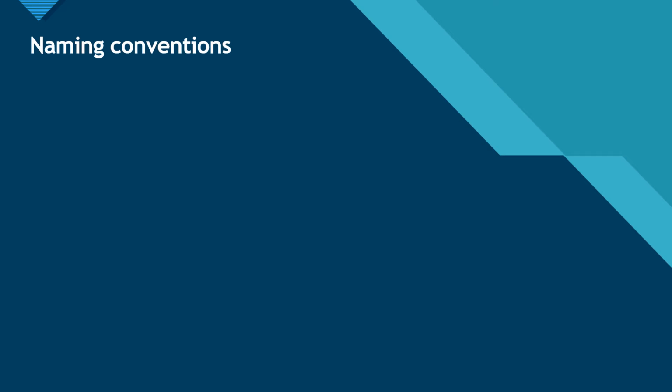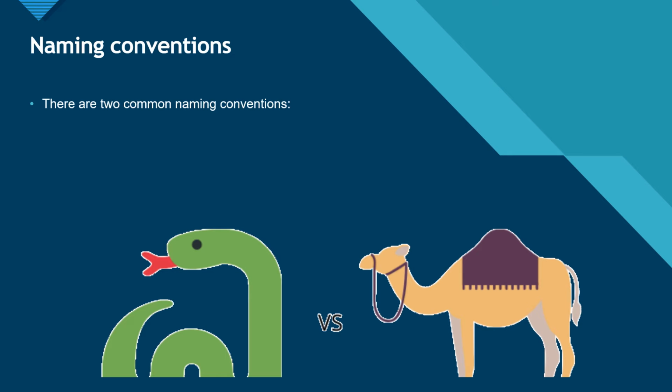The two most common naming conventions for naming your variables are snake case and camel case. Snake case is where all the letters of the variable name are lowercase, and when there's more than one word, they're joined with an underscore. Camel case starts with lowercase, but every new word starts with an uppercase letter.